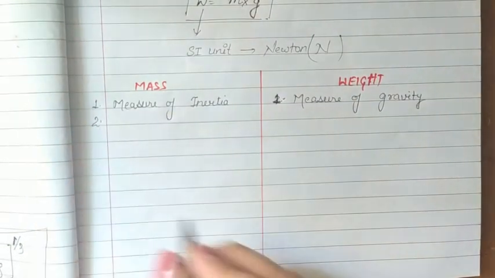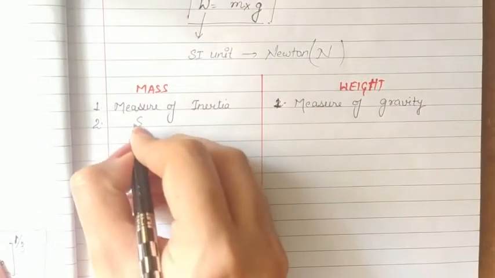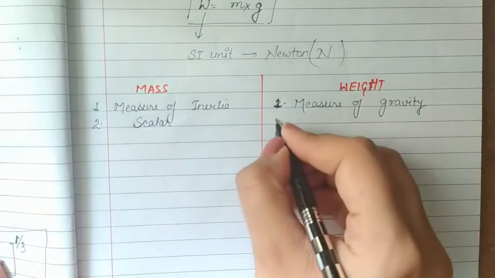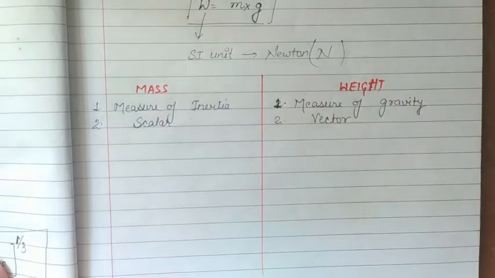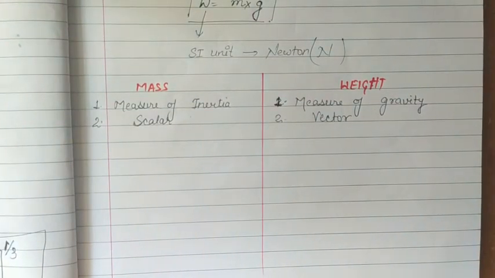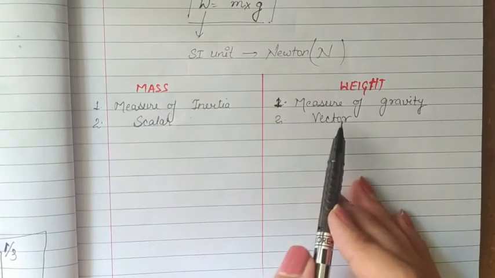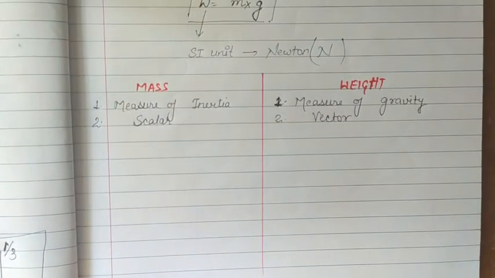Next point of difference between mass and weight is that mass is a scalar quantity. It doesn't have any direction, while weight is a vector quantity. So the difference is mass is a scalar quantity and weight is a vector quantity. That means mass doesn't have any direction while weight has direction. Its direction is towards the center of earth.